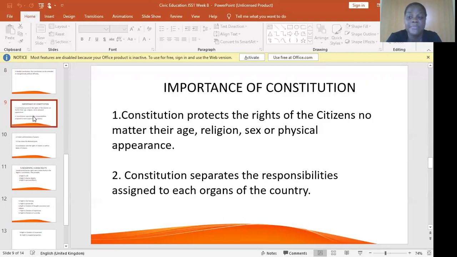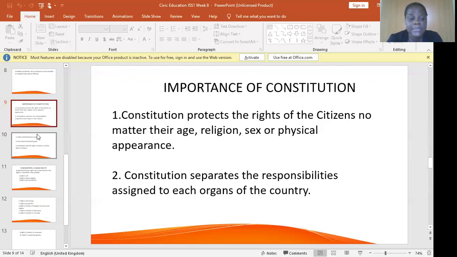The executives are the president, the governors, the deputy president, the deputy governor, the vice president, and so on and so forth. While the legislatives are the senators and the House of Reps, and the judiciary are the judges, the courts, and so on. All these organs have their different functions. So the constitution separates their responsibilities one from another, so that there will be no interference in the operation of each of their functions in discharging their responsibilities.